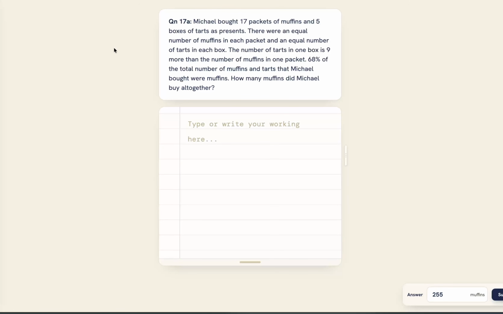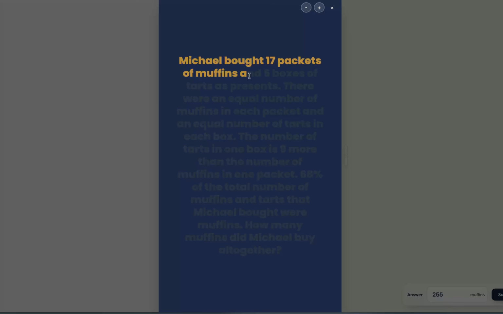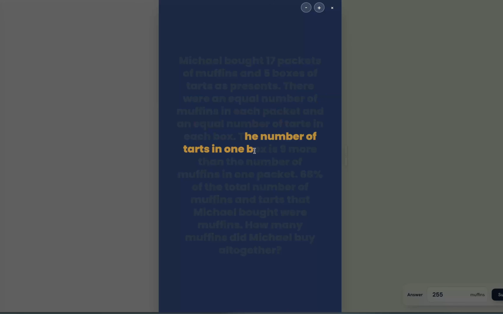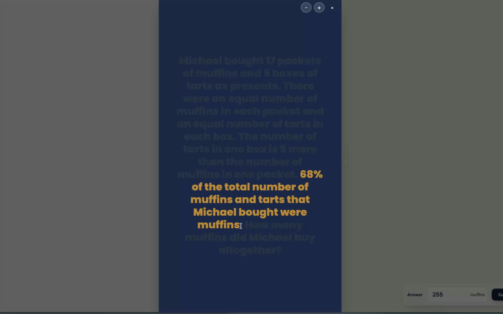Question 17a. Michael bought 70 packets of muffins and 5 boxes of tarts as presents. There were an equal number of muffins in each packet, an equal number of tarts in each box. The number of tarts in one box is 9 more than the number of muffins in one packet. 60% of the total number of muffins and tarts Michael bought were muffins. How many muffins did Michael buy all together?